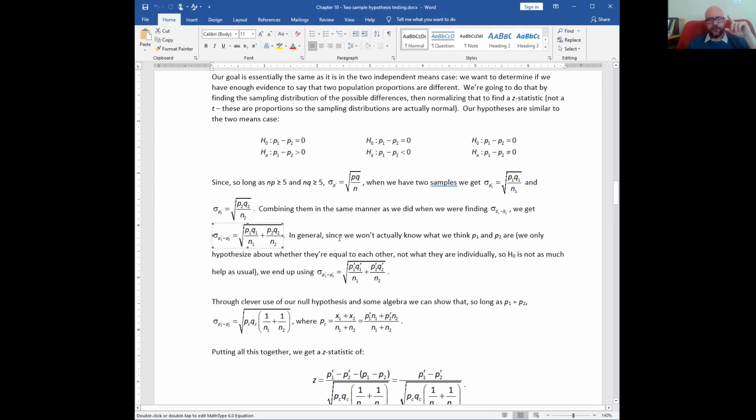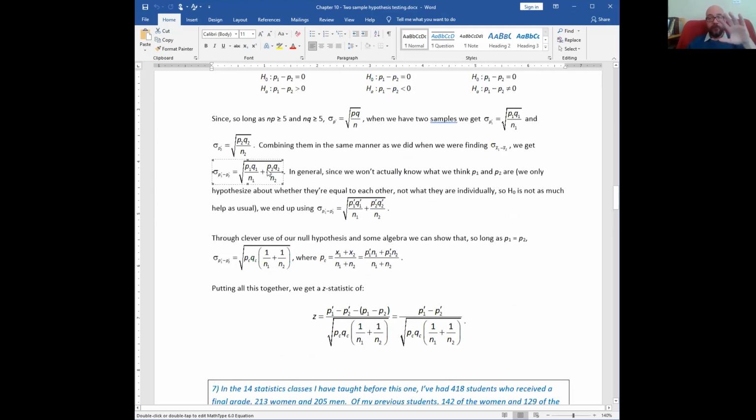Now, here's the thing. A couple of things. Thing number one, we don't know what P and Q are when we're doing a confidence interval. And in this case, our hypotheses are not going to be about what P1 and P2 each are, but rather that they're the same. The null hypothesis is going to be that P1 and P2 are the same.